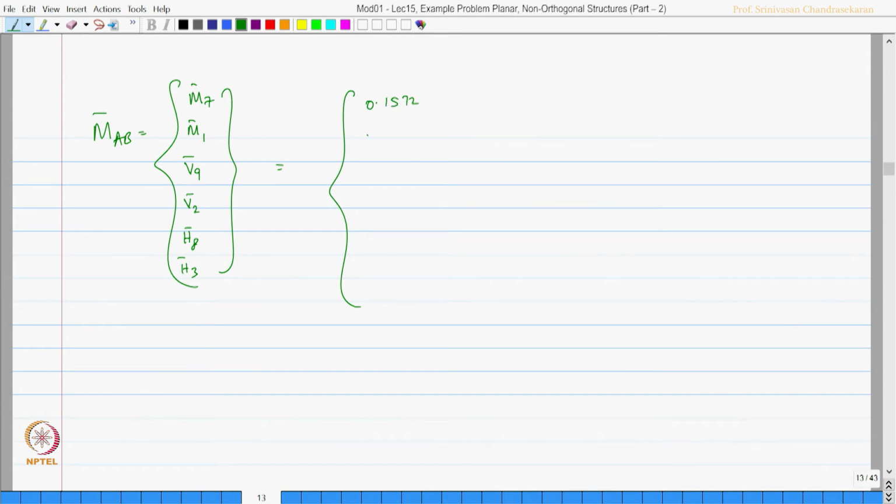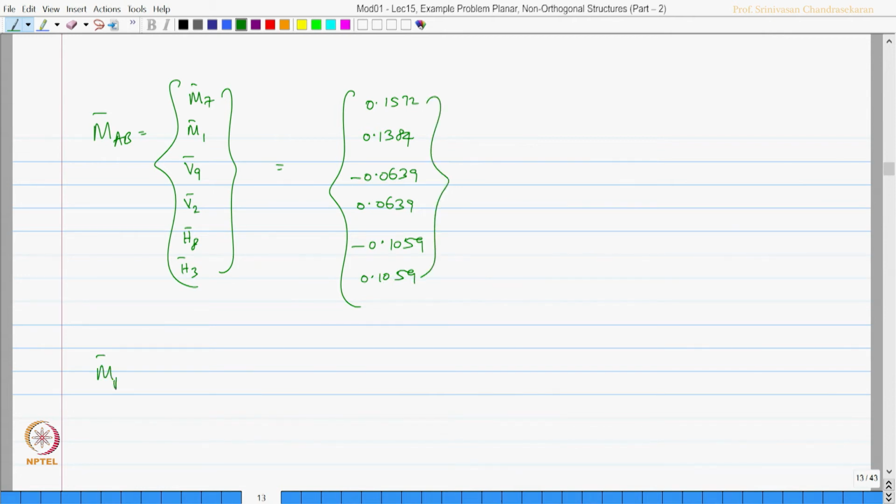0.1572, 0.1384, minus 0.0639, 0.0639, minus 0.1059, 0.1059. This is for m AB.